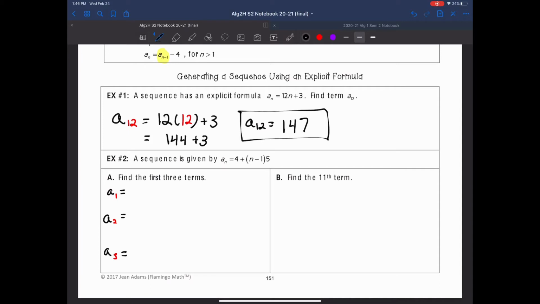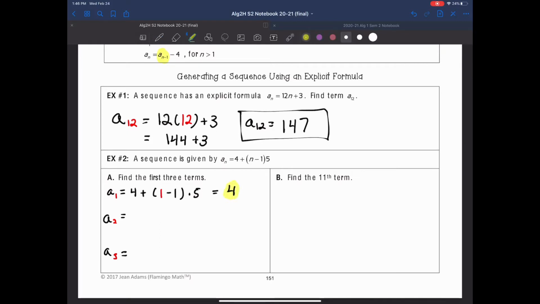So for the first one, I have 4 plus n minus 1, but instead of n, I'm going to put 1. So I have 1 minus 1 times 5. Okay, again, I'm using the formula up above right here. So if I simplify this, I can easily see that 1 minus 1 is going to turn into 0. So we have 0 times 5, that's 0. And a sub 1 is equal to 4. All right, so my first term of the sequence here is 4.